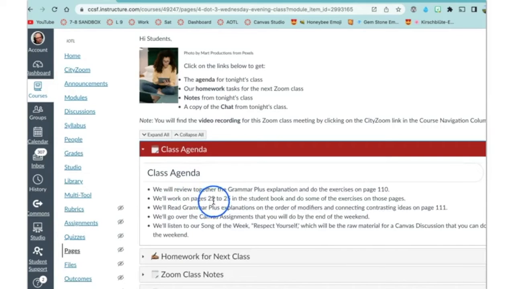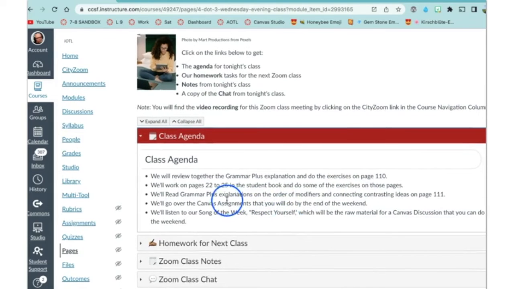We'll be working on pages 22 to 25. We'll also look at the Grammar Plus explanation of relative clauses on page 110. And then we'll also look at Grammar Plus explanations about the order of adjectives on page 111.